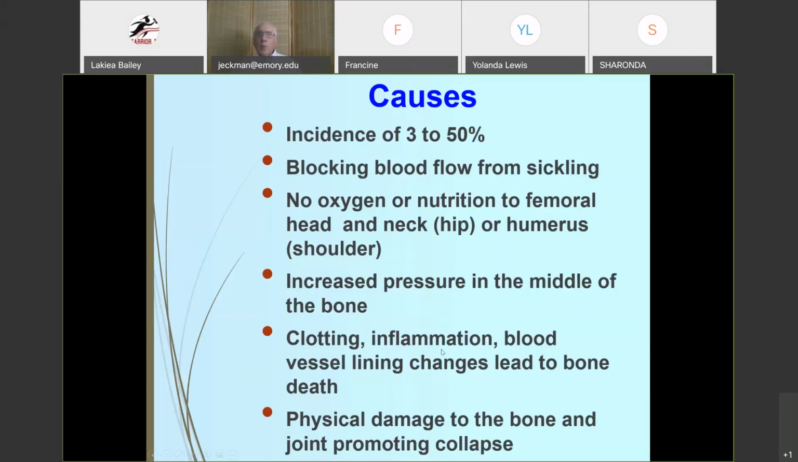Not enough blood supply is causing damage with inflammation. There's release of things that cause the blood to clot, and that further slows the blood flow, and you get into a cycle that results in the bone actually dying.